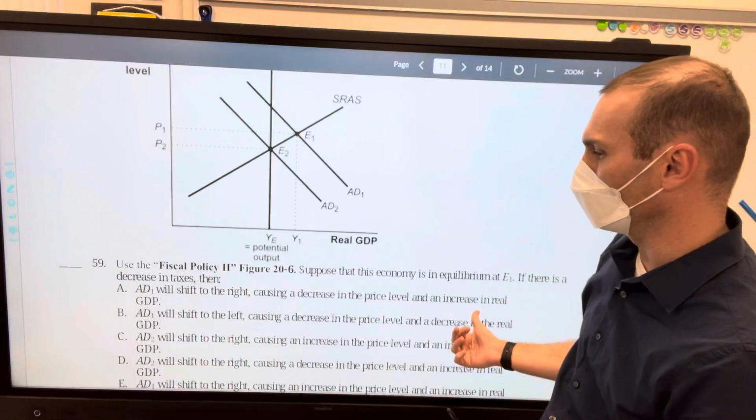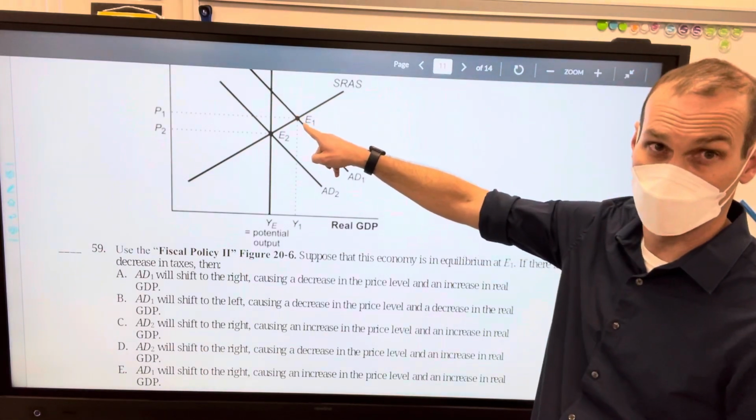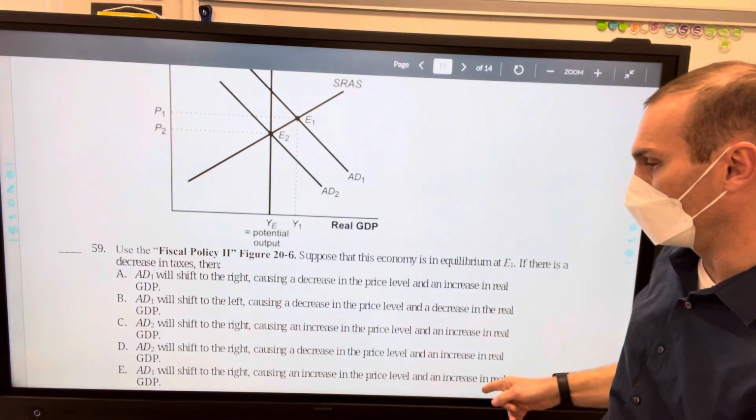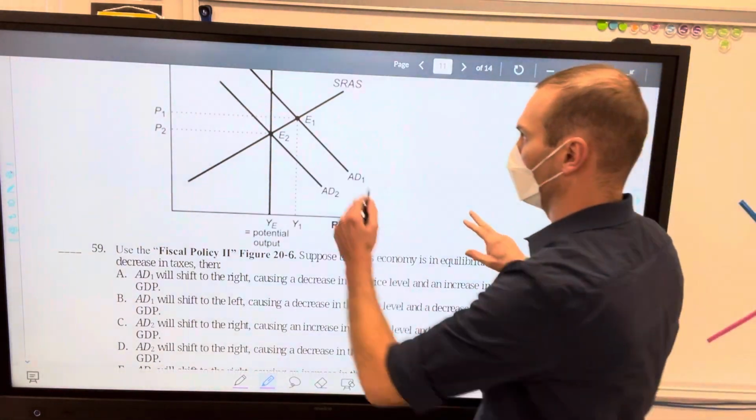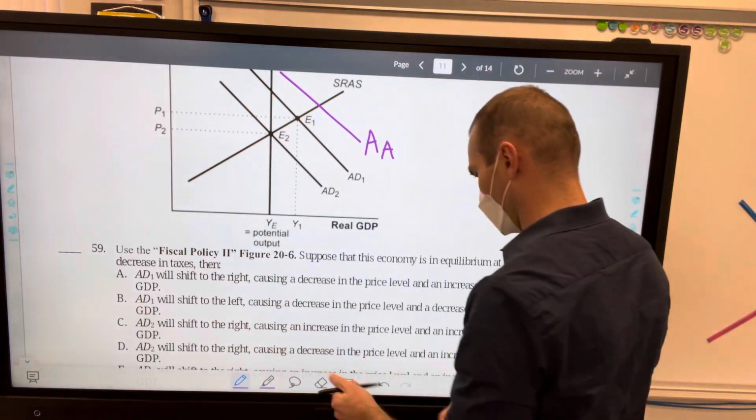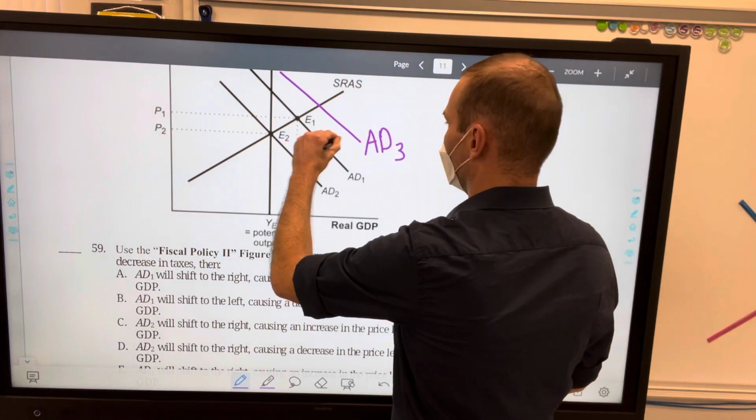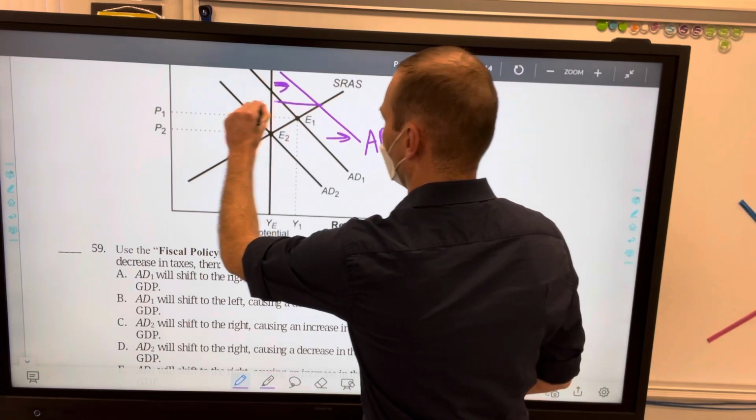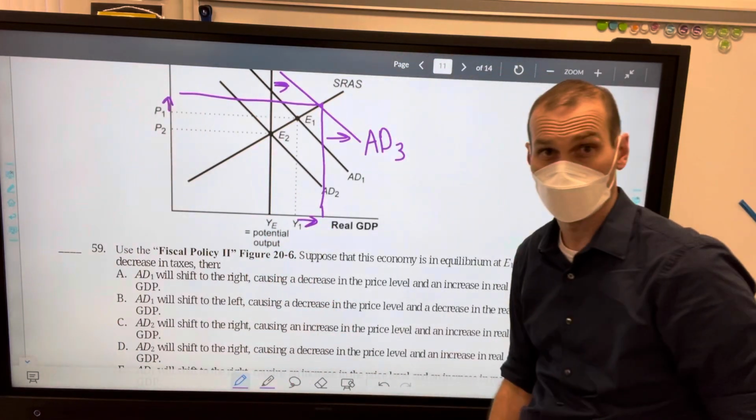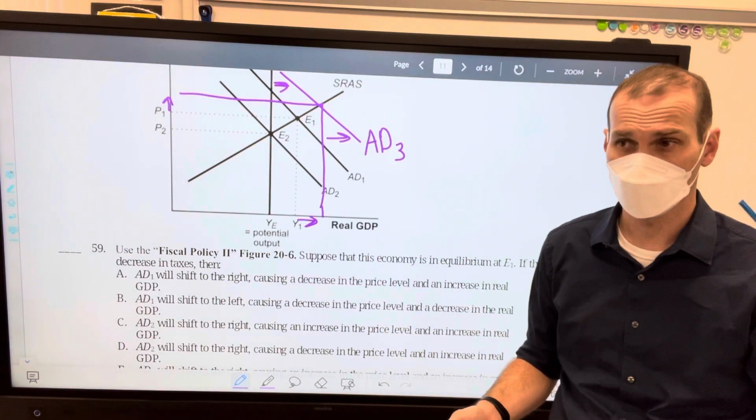And so if we look at that, the answer is aggregate demand will shift to the right because we're at AD1, because I said we're at E1. Aggregate demand will shift to the right, causing an increase in the price level and an increase in real GDP. So if we have AD, let's call it AD3, this is the shift we'll get. And what happens to price level? Price level goes up. What happens to output? It'll also increase. So there you go. The answer is E. Any questions on that one?